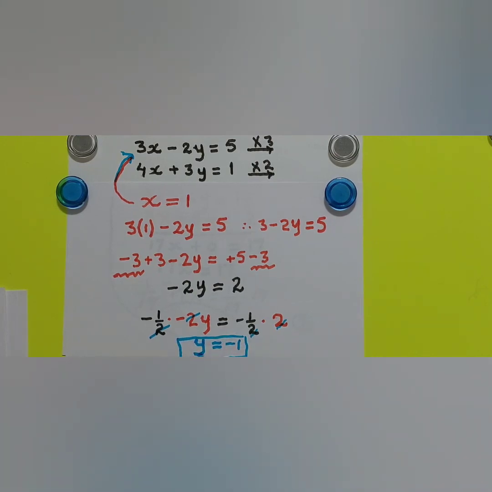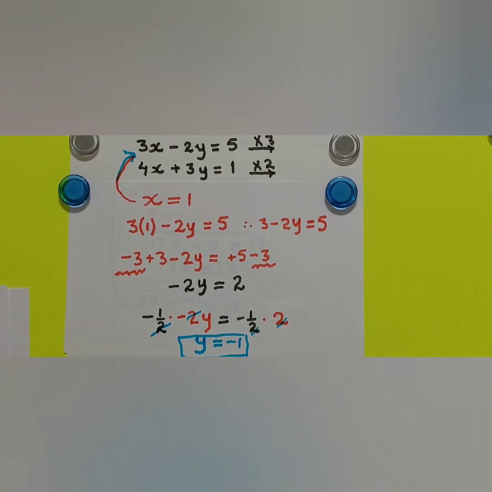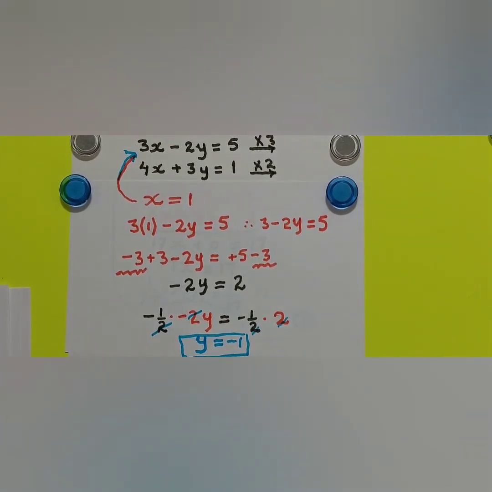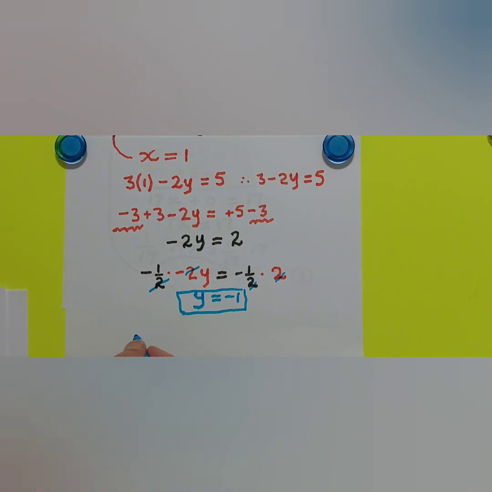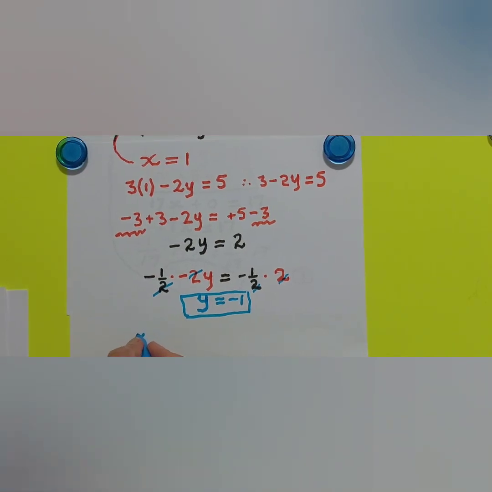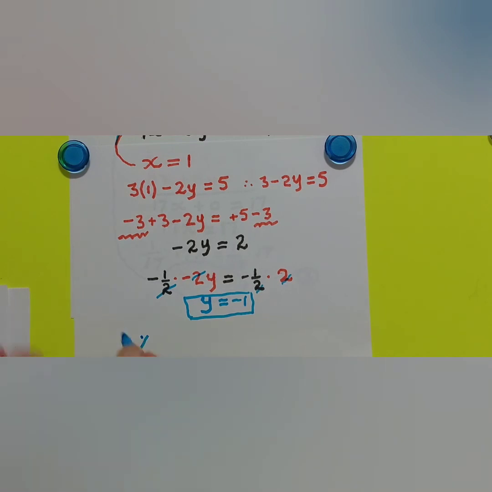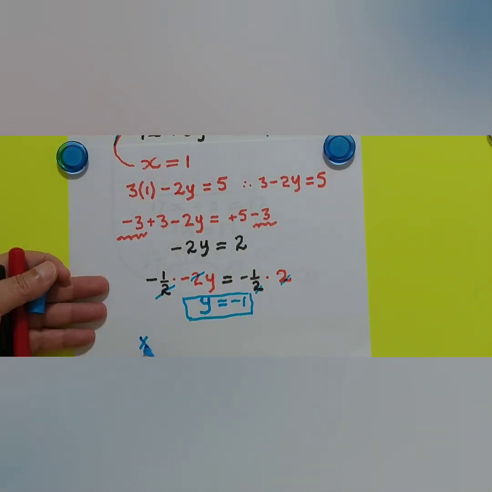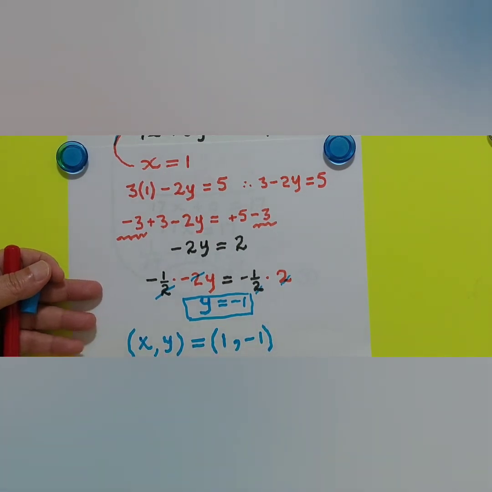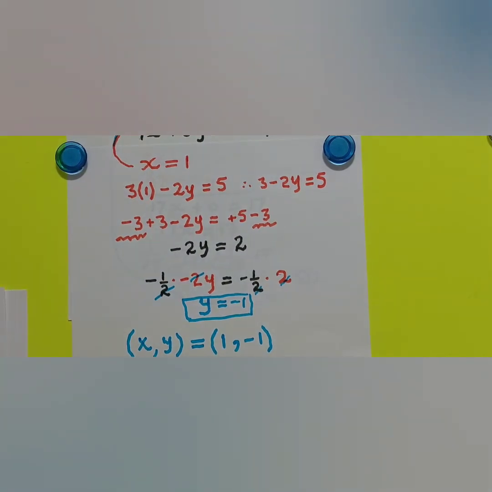After then, we write the solution. X the first variable, y the second variable, their values are 1 and -1. And this is the answer in ordered pairs.